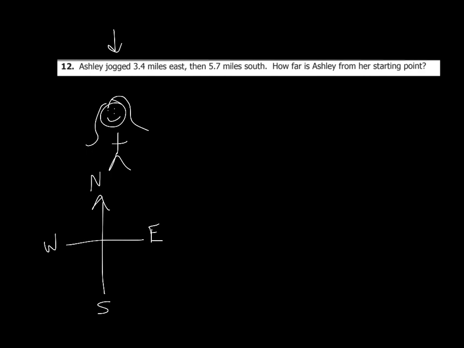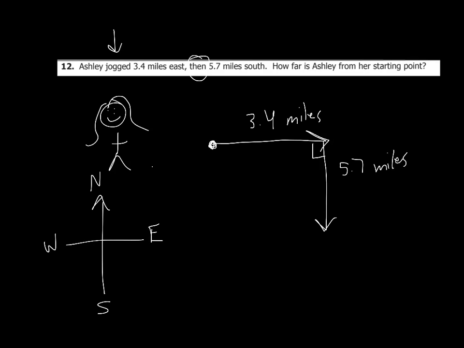Okay, so Ashley starts out, we'll say she starts right here. And she's going to go 3.4 miles east. So east is this way. And she went 3.4 miles. Then, from that point, she's going to go 5.7 miles south, due south. Sounds like a right angle to me. 5.7 miles. And the question is, how far is Ashley from her starting point?